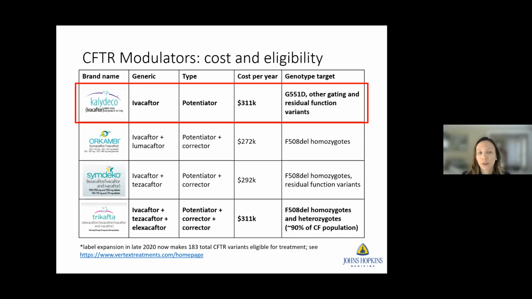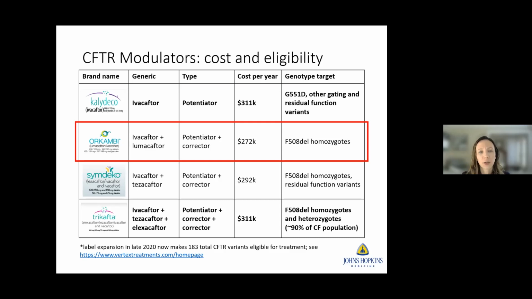So the initial variant that this drug targeted was called G551D. And after that, the label was expanded to include other gating variants, as well as variants associated with residual function. So variants that have some working CFTR, but if you add a potentiator, you can get it working better.